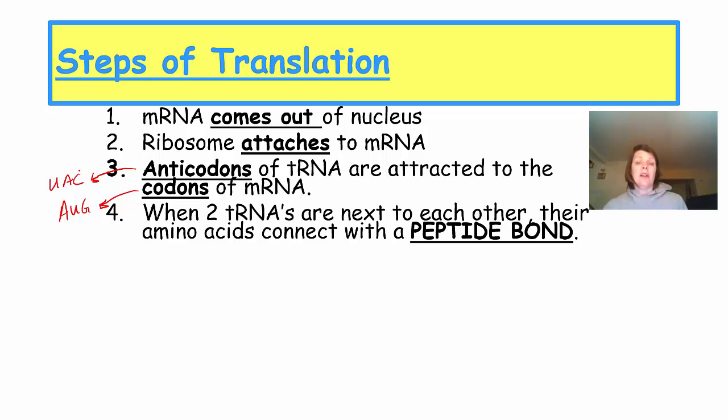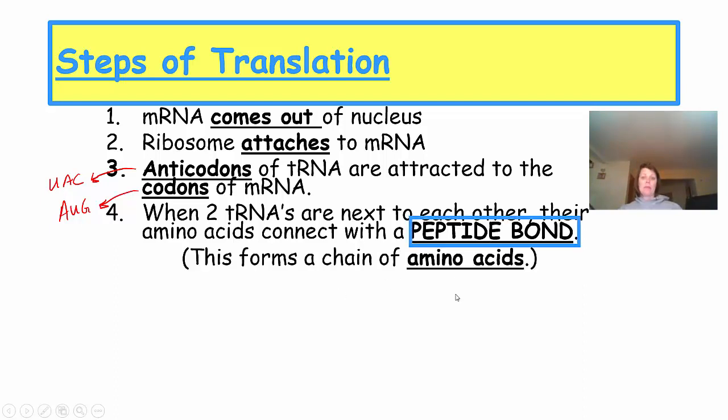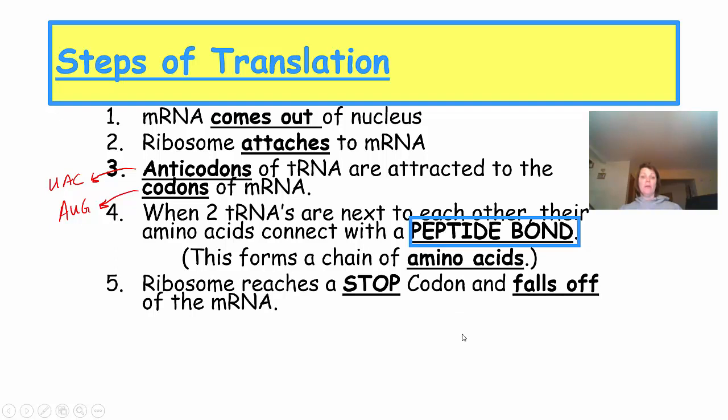When 2 tRNAs are next to each other, there are 2 amino acids next to each other. And so those 2 amino acids then connect with a peptide bond. As we continue to form peptide bonds, we then have a chain of amino acids. When we get to a stop codon, the ribosome falls off, and we're done.